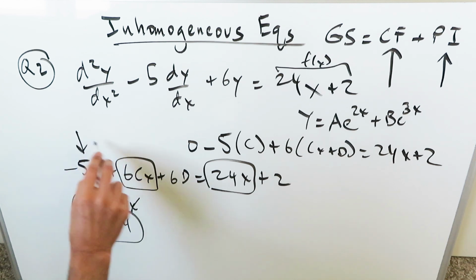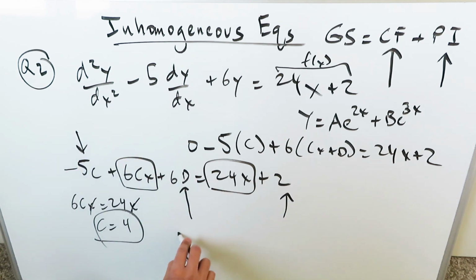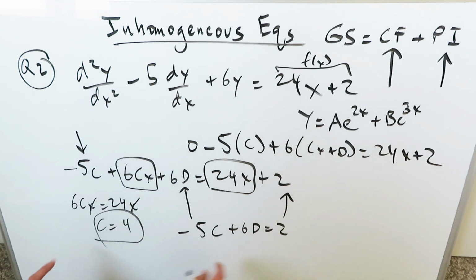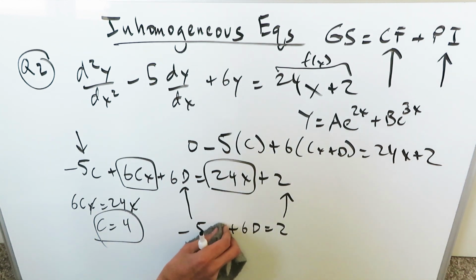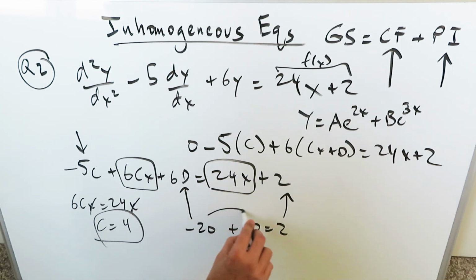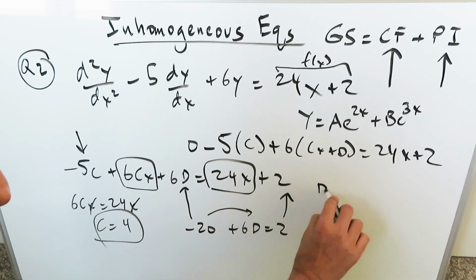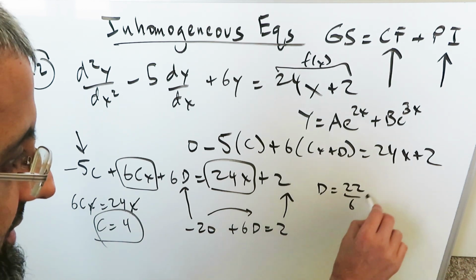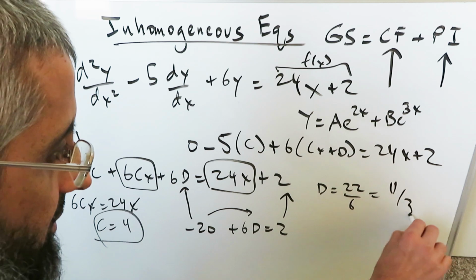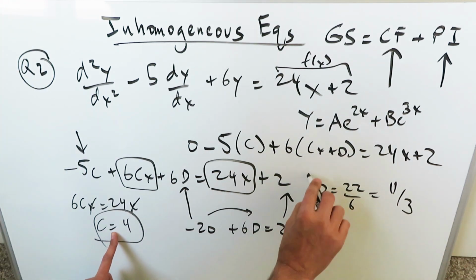Now let's focus here on my constant terms. And what are they? I have a minus 5c plus 6d is equal to 2. But I know the value of c is equal to 4. Minus 5 times 4 is what? A minus 20. Minus 20 plus 6d is equal to 2. You push this on the other side and solve for d. You have a 22 divided by 6. d is equal to 22 divided by 6, which is what? 11 over 3. We have the value of c, we have the value of d.